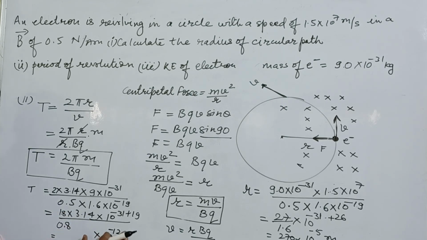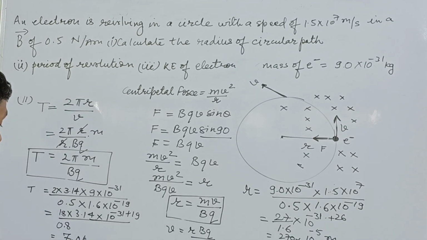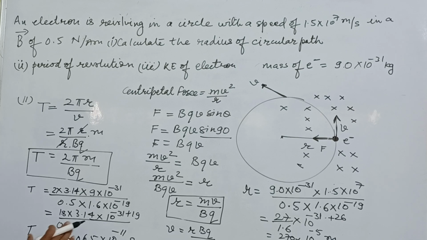So I will write the final answer here. This final answer will be 7.065 into 10 raised to the power minus 11 second. Instead of calculating this, it will take time. So I am writing it here, answer 7.065 into 10 raised to the power minus 11 second. Okay. So finally we have got these two relations.